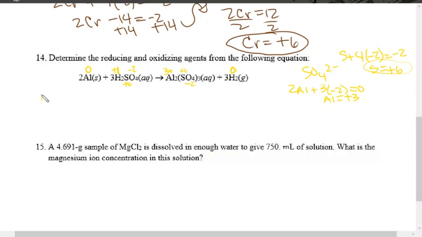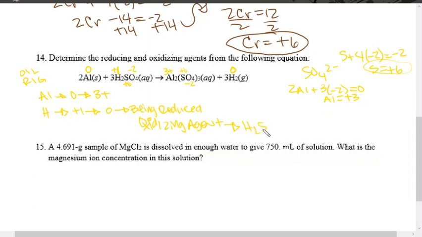So aluminum, remember OIL RIG: oxidation is loss, reduction is gain. It's going from 0 to positive 3. And if we look, hydrogen is going from plus 1 to 0. So hydrogen is being reduced, which means it's the oxidizing agent. But not hydrogen itself. It's everything that it's attached to.